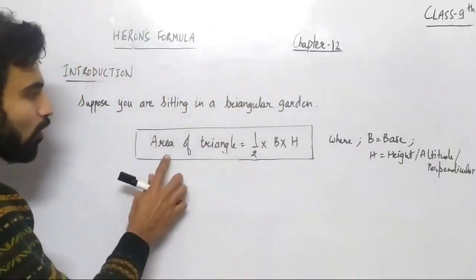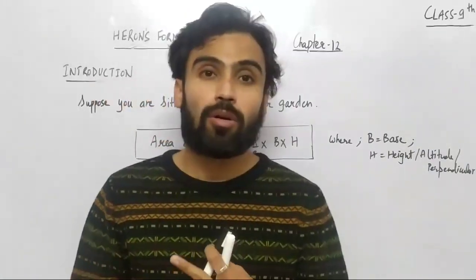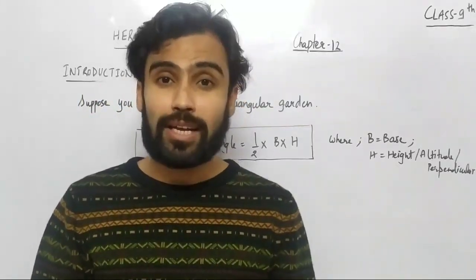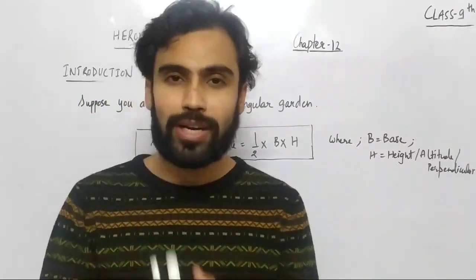But let me just tell you that the triangles are of four types here. Let me just tell you, the first one here is right angle triangle. So I hope you know about right angle triangle.